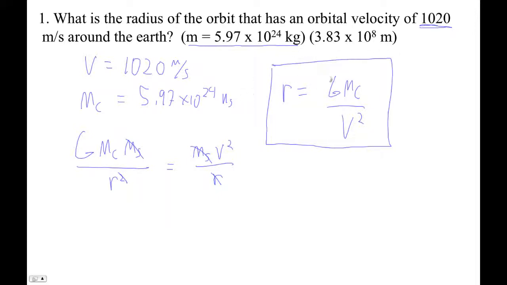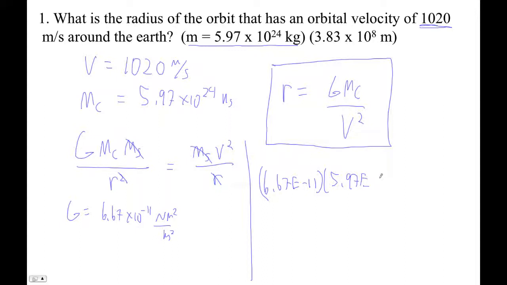So all you have to do is realize you always know G. G is 6.67 times 10 to the minus 11th newton meters squared per kilogram squared. You always know G, and Mc is what I told you, and v was what I told you, so you could use this. Let's go ahead and just plug this into our calculator. That's going to be 6.67 e minus 11 times 5.97 e 24 divided by 1020 squared.